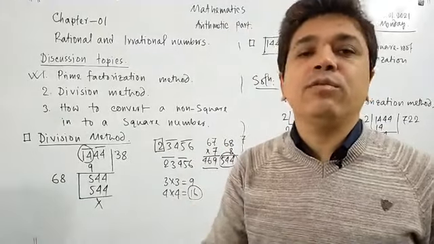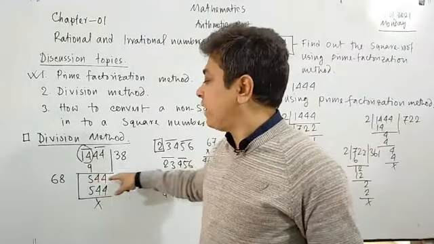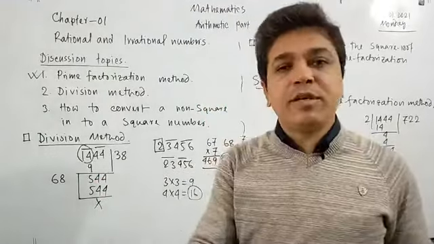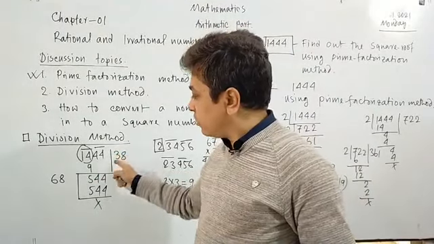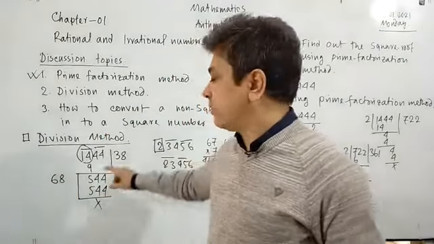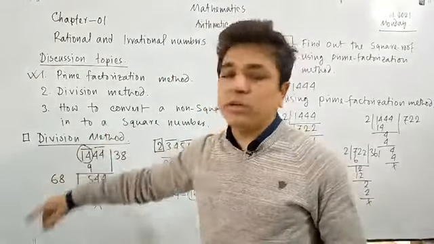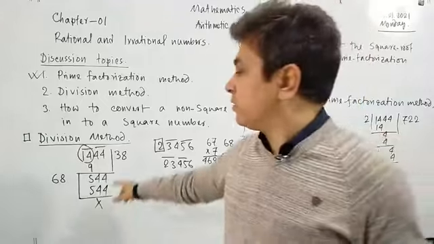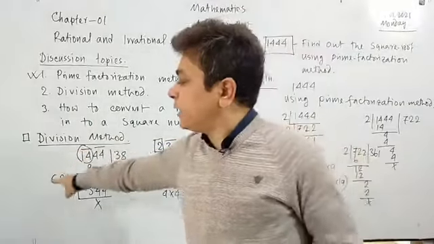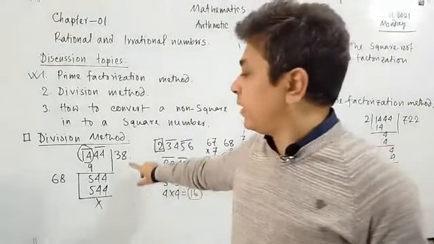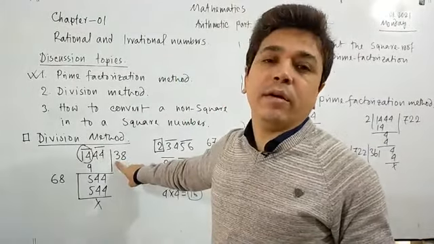Now you have to check which number is appropriate for 544. How do you check it? Here is 3, so you have to take double of 3. For example, if here is 4, you take 4 into 2, meaning 8. If here is 7, you take 14. If here is 9, you take 18. Do you understand?